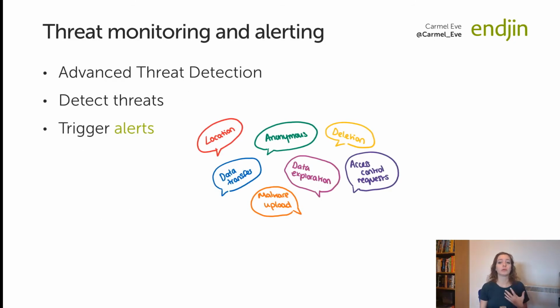There is also huge support for monitoring and alerting within Azure Data Lake via advanced threat detection. So using the service, threats can be detected and monitored, and alerts can be raised based off this data. Threats can be around location or anonymous access. They can be around unexpected data transfer, data exploration, deletion. You can monitor access control requests, and you can even detect malware uploads. There's a rich amount of support, which is ever expanding as security concerns are better understood, and you'll get all the latest updates without doing anything. So you get the latest technology out of the box.